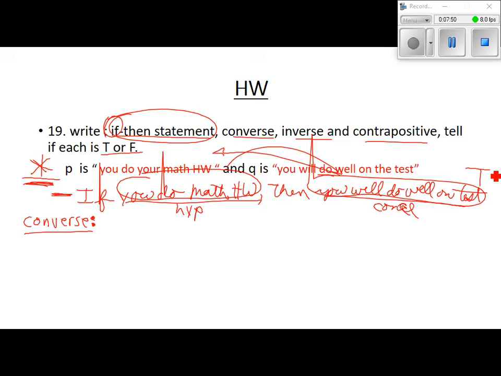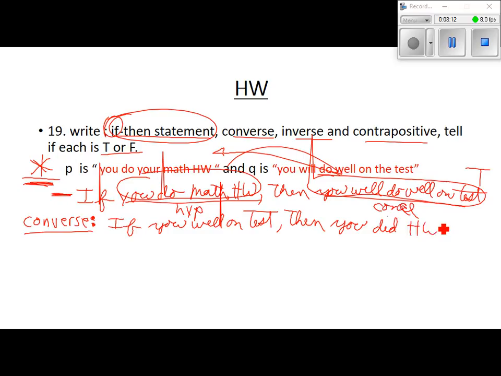What would this be if I switched them around, if I switched those two? If you do well, conclusion, hypothesis. If you do well on the test, then you did your homework, right? So if you do well on the test, then you did your homework. Is that true or false?